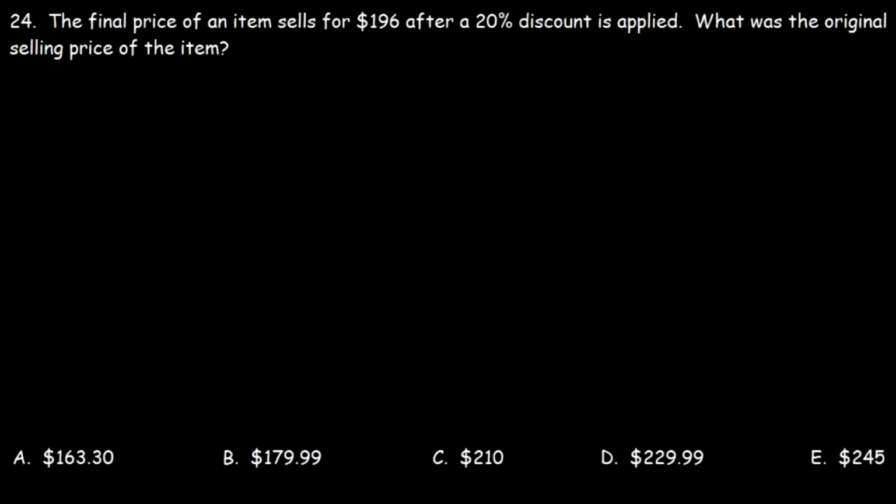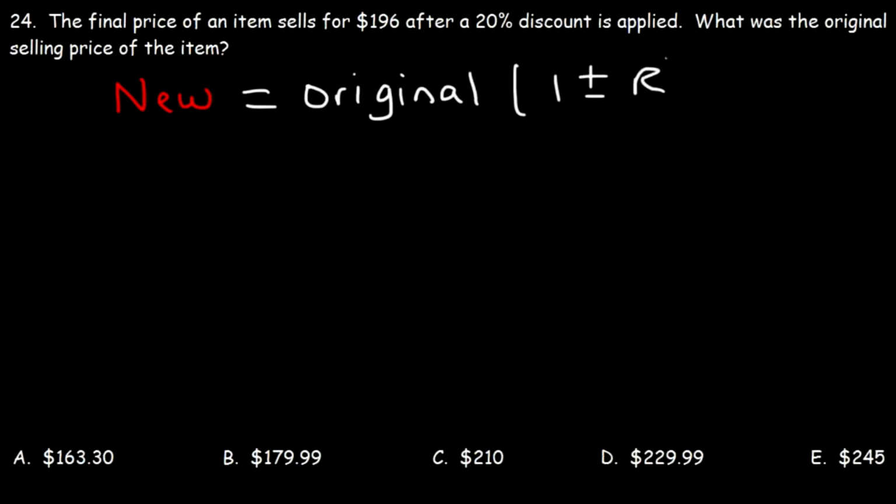24. The final price of an item sells for $196 after a 20% discount is applied. What was the original selling price of the item? So go ahead and take a minute and work on this example. So let's start with the equation. The new price is equal to the original price multiplied by 1 plus or minus r. We're looking for the original price, which means that we're looking for x. The new price must be 196.